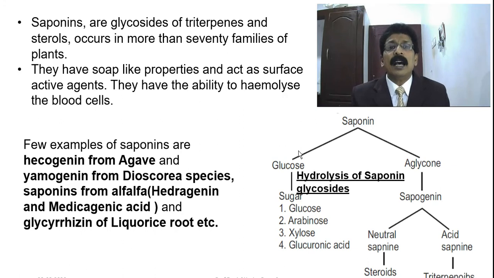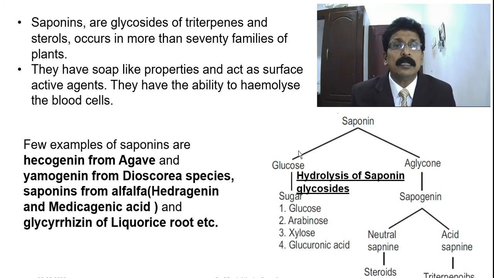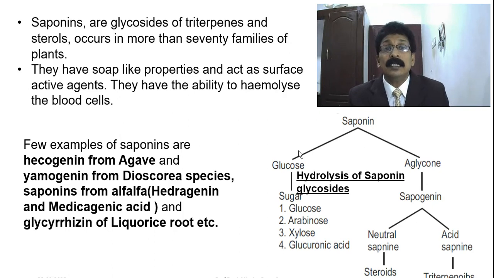And a few examples of saponins are hecogenin from agave, a plant I will show in the next slide. It is very common, it looks like aloe vera, but it is not aloe vera, it is a different variety. It is a little bigger than the plants which are available here. And diosgenin from Dioscorea species.